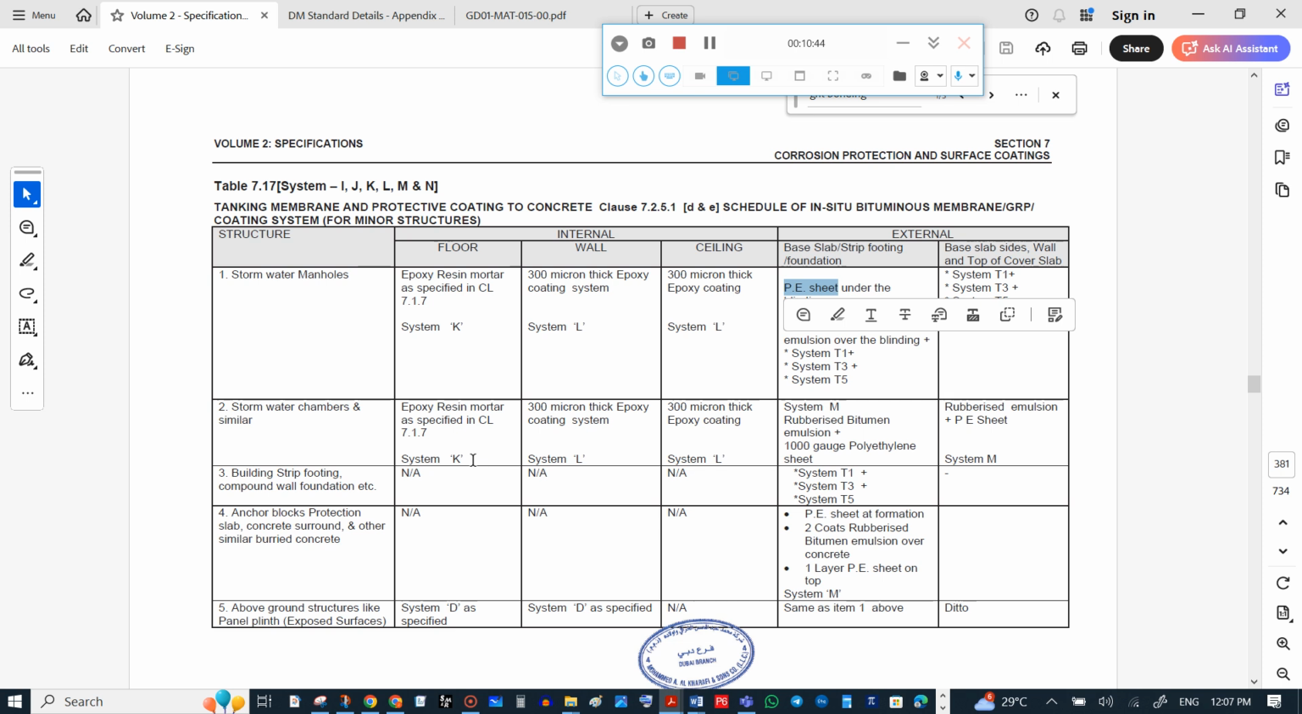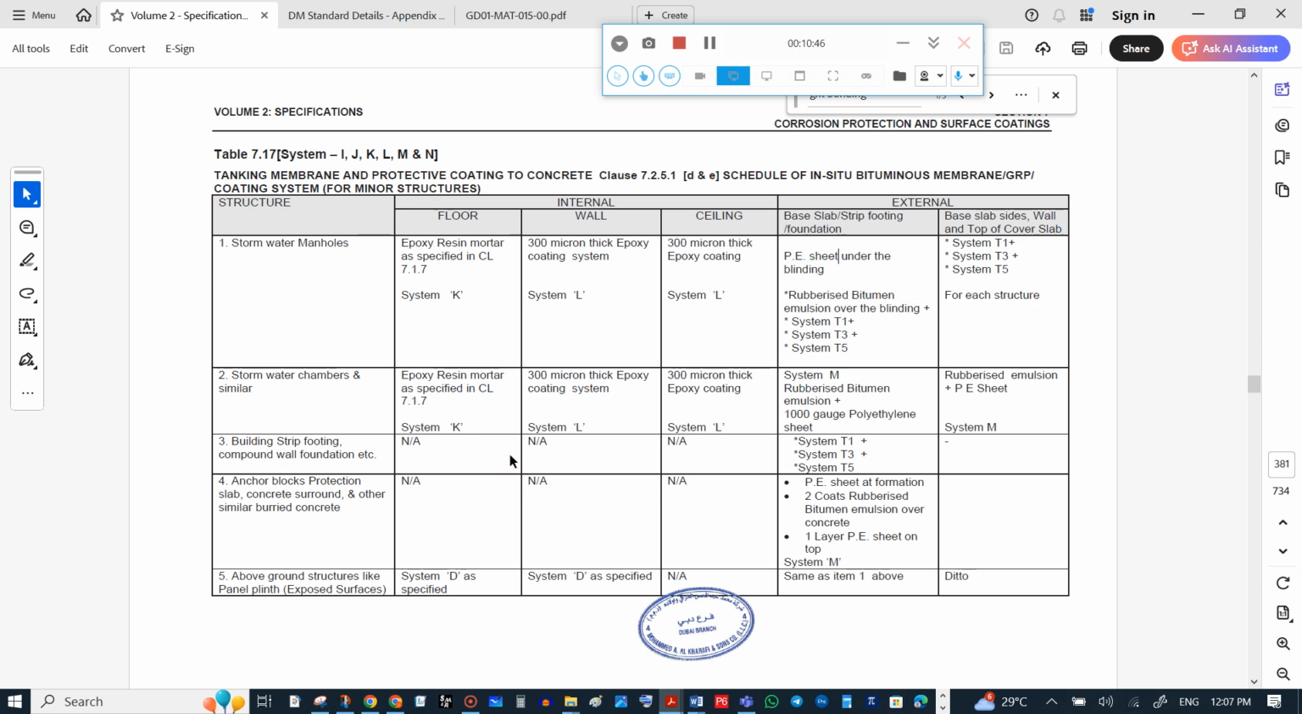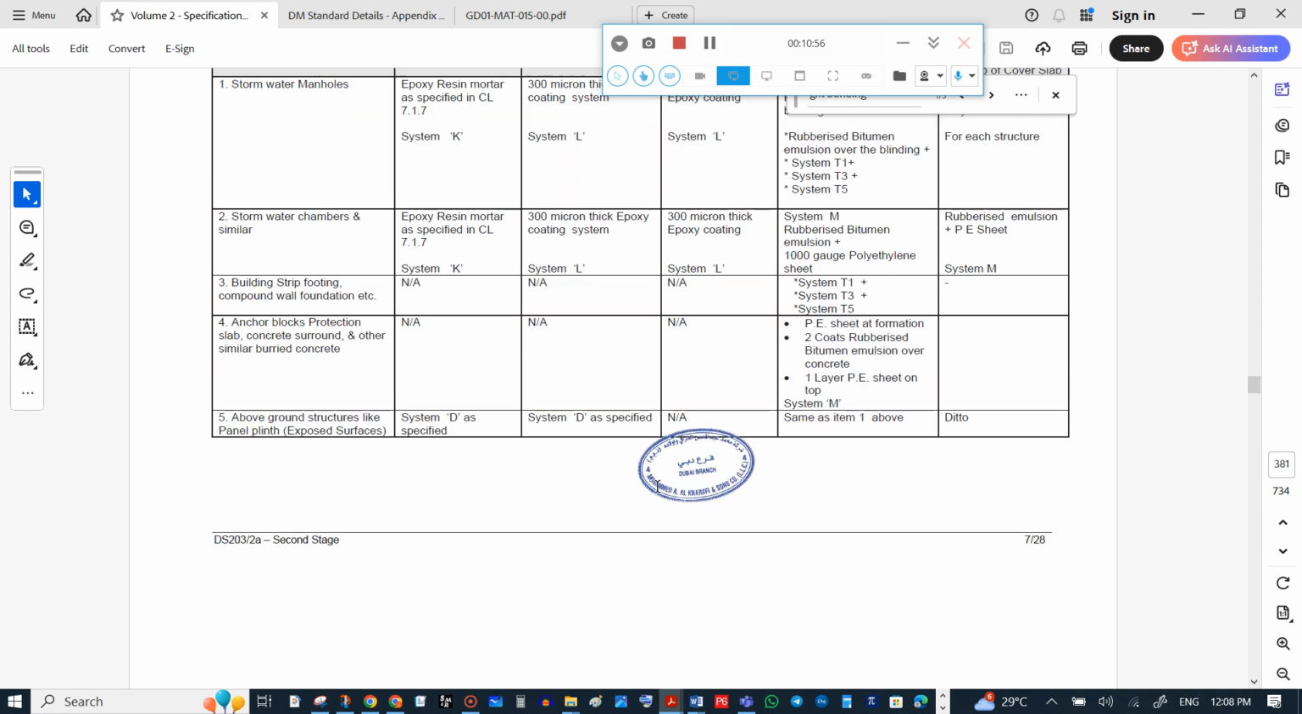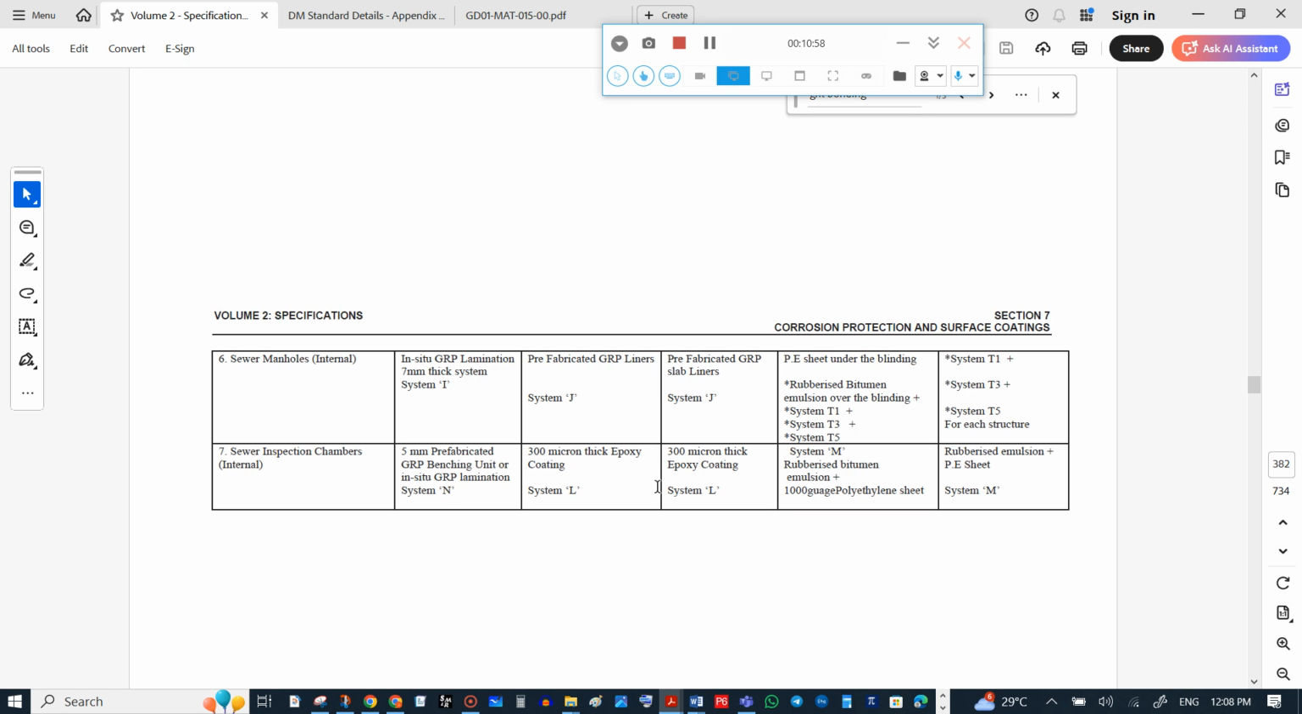See, PE sheeted formation is mentioned everywhere, wherever concrete is starting, before blinding, it is provided. So, with specification and sewer manholes also, it is PE sheet under the blinding. So, 1000 gauge polythene sheet is there.